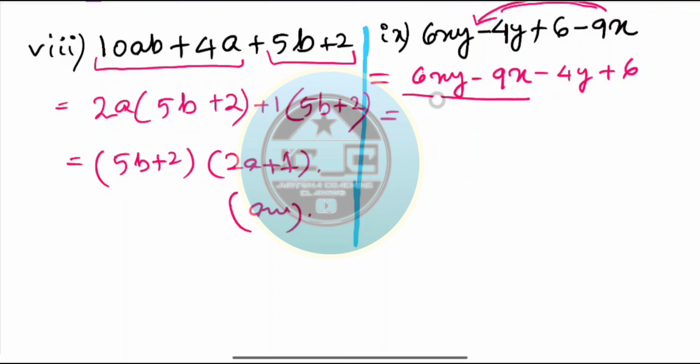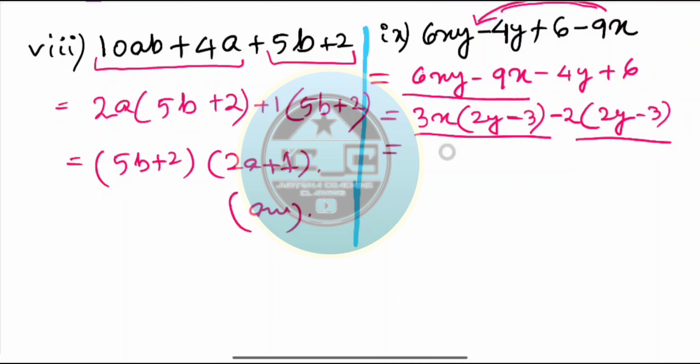So now you can see that 6xy minus 9x. What should be taken common? 3x. 3x should be taken common out. After taking 3x common, what do you have? 2y minus 3. And after taking common, here we need 2y but minus 2y. So minus 2 common, you have 2y, and here minus 3 automatically should be coming. Now in these two terms, the common term is 2y minus 3.